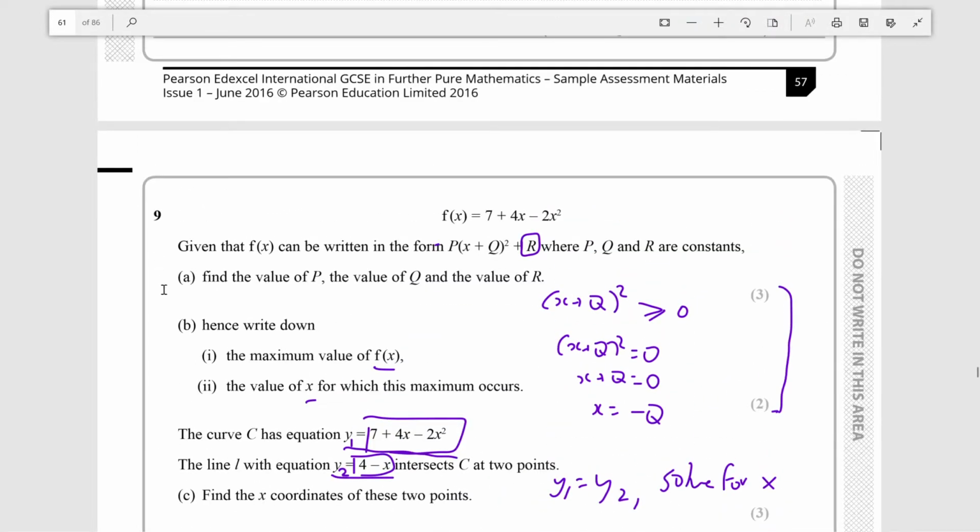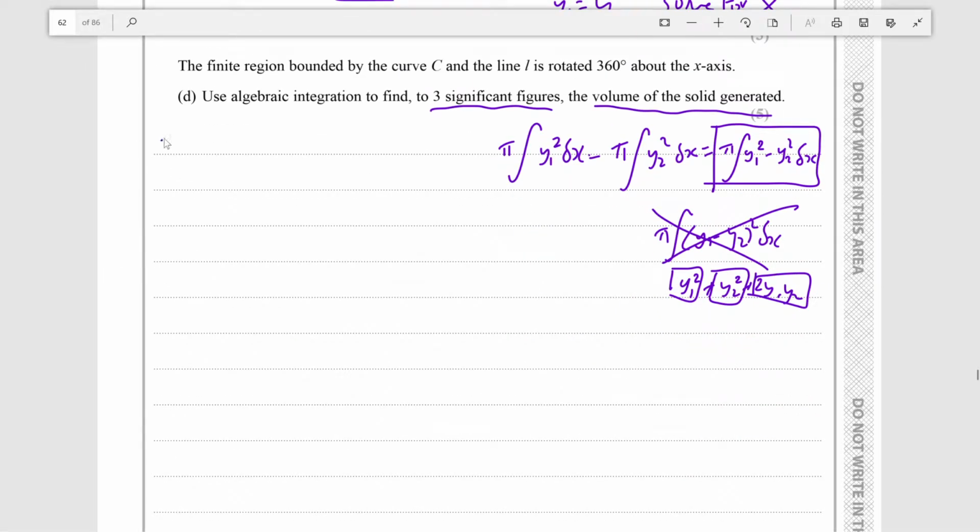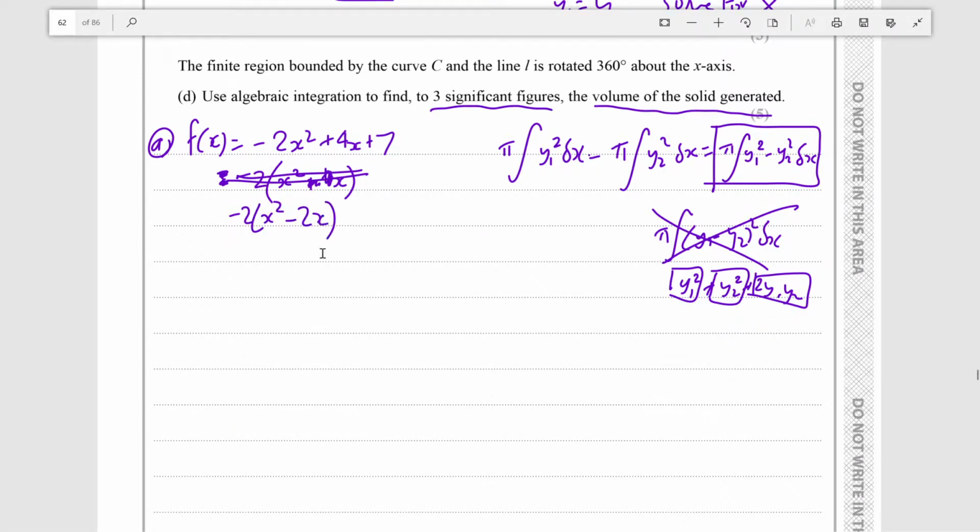Alright, so let's get started. Find the values of p, q, and r. You know that f(x) is equal to minus 2x squared plus 4x plus 7. We factorize out the minus 2 from minus 2x squared plus 4x, to get minus 2 times (x squared minus 2x) plus 7, because if you distribute minus 2 into here, you'll get minus 2x squared plus 4x.